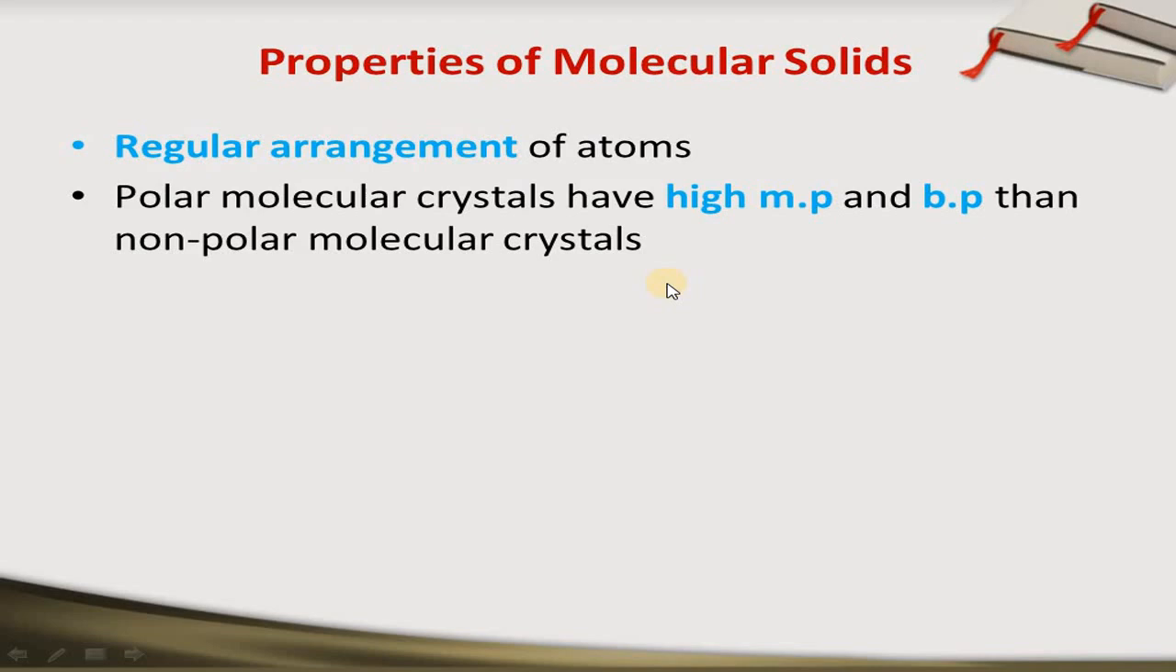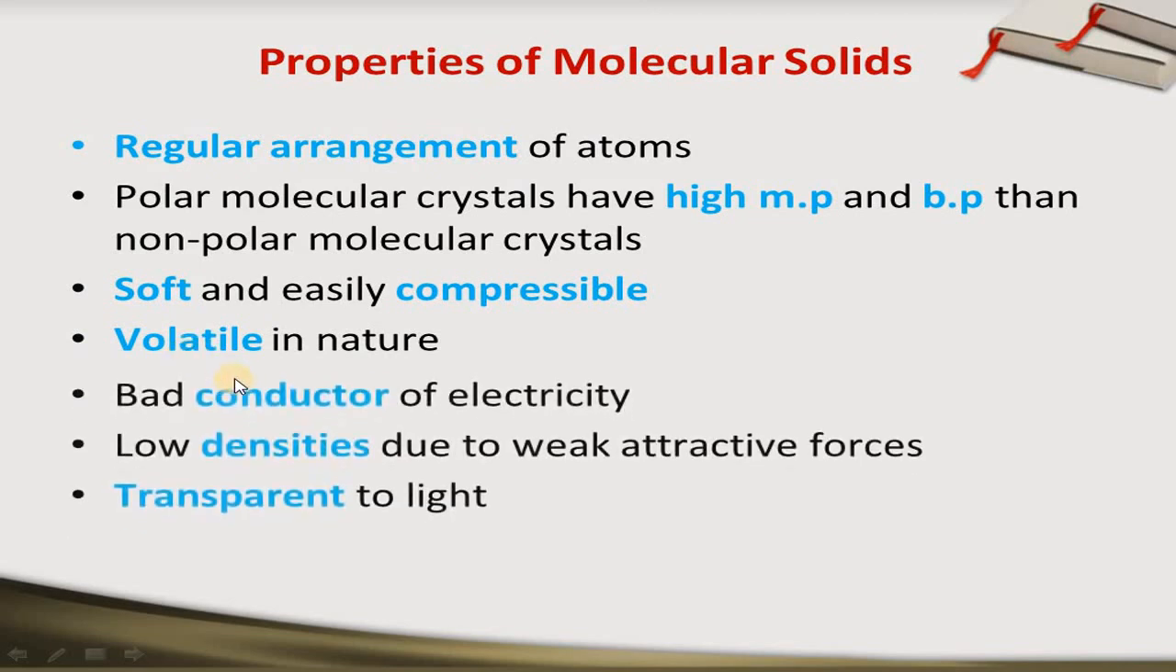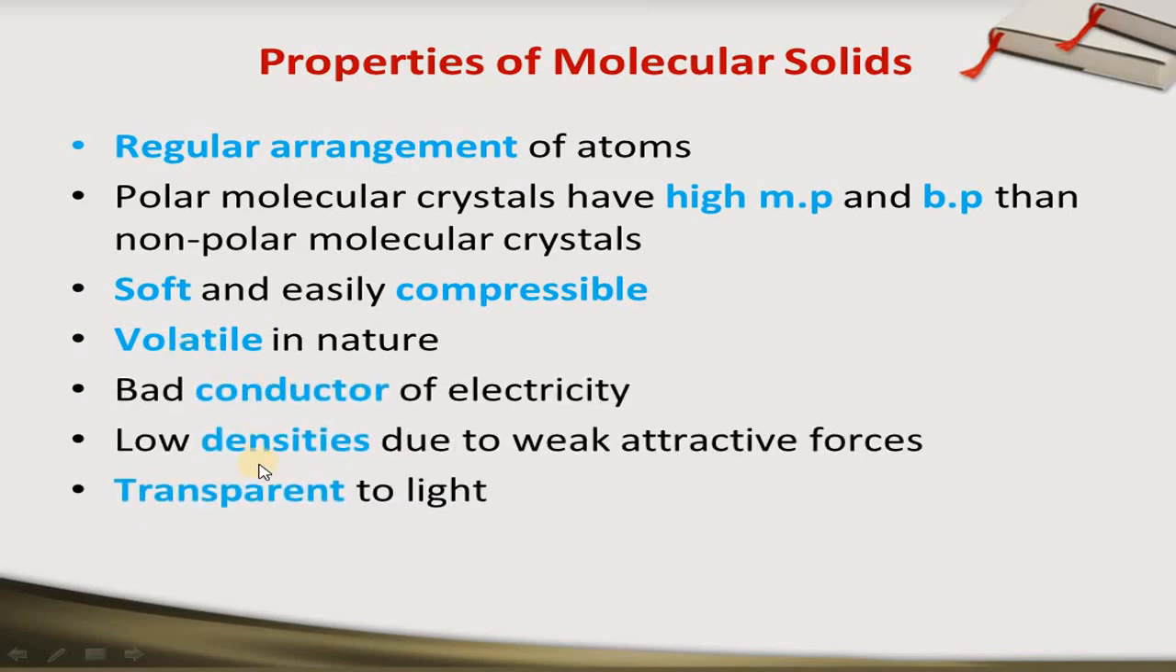Molecular solids are soft and easily compressible. They are volatile in nature. They are bad conductors of electricity, and they have low densities due to the weak attractive forces present in them. And the last property, they are transparent to light. All these are the different properties of molecular solids.